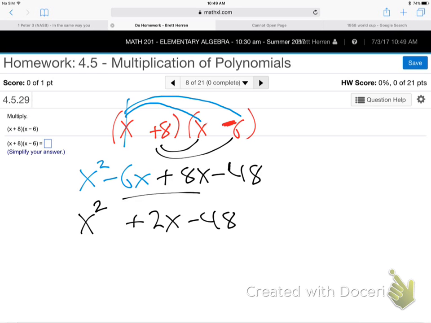Now, everybody okay with that last step where those middle two combined as like terms? Does that make sense? 8x minus 6x makes that plus 2x in the middle. And there's our answer. So notice the first line we're multiplying, and then we're adding, subtracting on the second line because there's no more parentheses, right? So we're just adding, subtracting the middle two. Questions on that? Is that okay? All right, I'll keep moving.